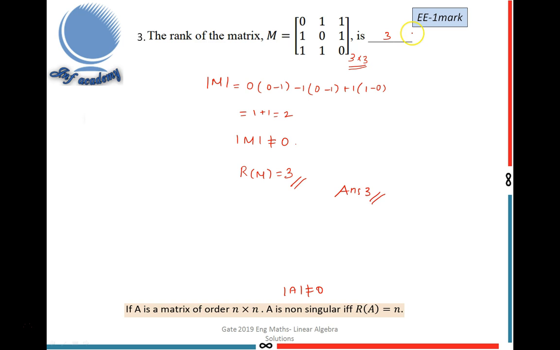These are the GATE 2019 Engineering Mathematics questions related to the concept rank and inverse.